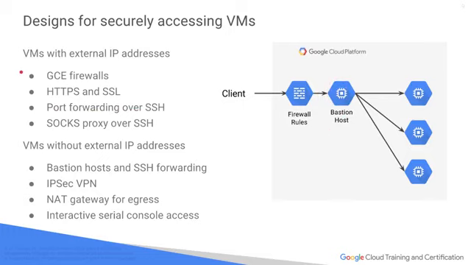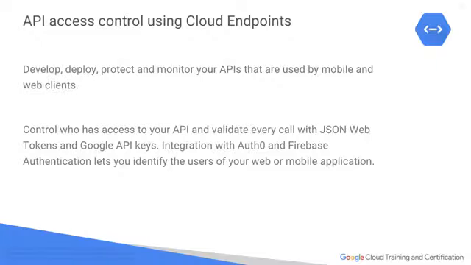So in this case, you want to protect them with GCE firewalls. You always want to secure your connection. So put that behind a load balancer, SSL or HTTPS, port forwarding or a SOCKS proxy over SSH using the Google Cloud Shell. And of course, if you have VMs without external IP addresses, that's when a bastion host is perfect, NAT gateways, and interactive serial console. So you can actually go in, enable serial console access, and disable the SSH port altogether if really all you need is command line access.